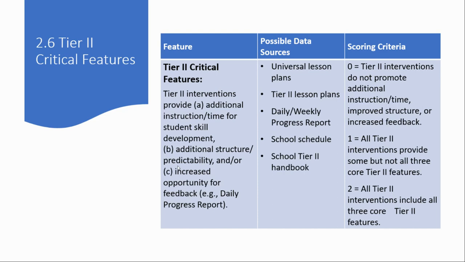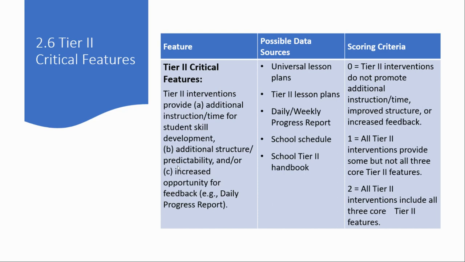So some possible data sources are those tier 1 universal lesson plans, showing documentation that those students have experienced instruction in those tier 1 supports and interventions. The tier 2 lesson plans that are going to be used to provide that targeted small group instruction, those daily and weekly progress reports, a school schedule, or a school tier 2 handbook.